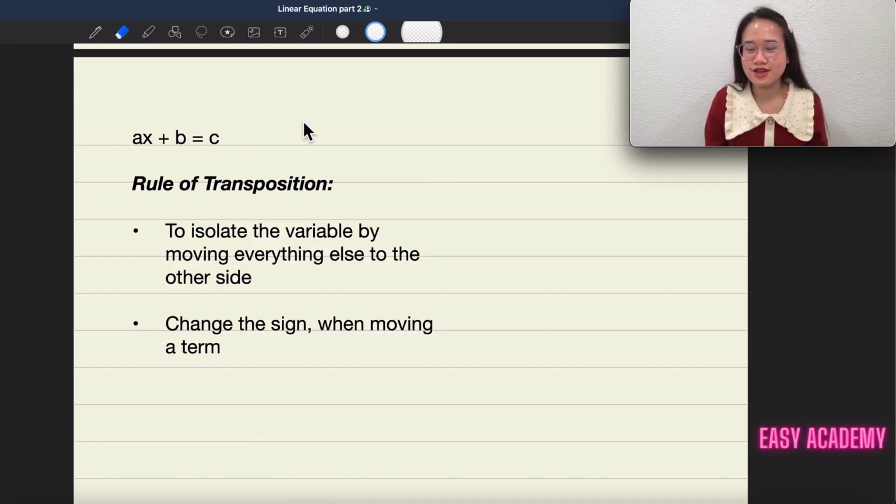How to solve a linear equation? We're using the rule of transposition. The goal is to isolate the variable by itself by moving everything else to the other side of the equation. Change the sign when moving a term. For example, positive becomes negative and negative becomes positive. Let's practice.